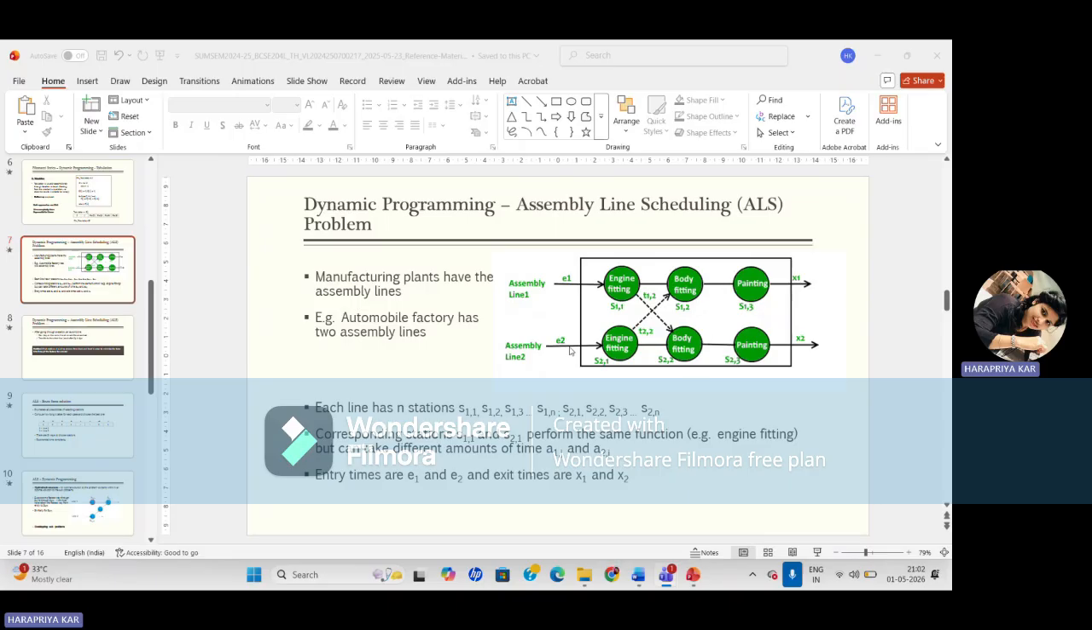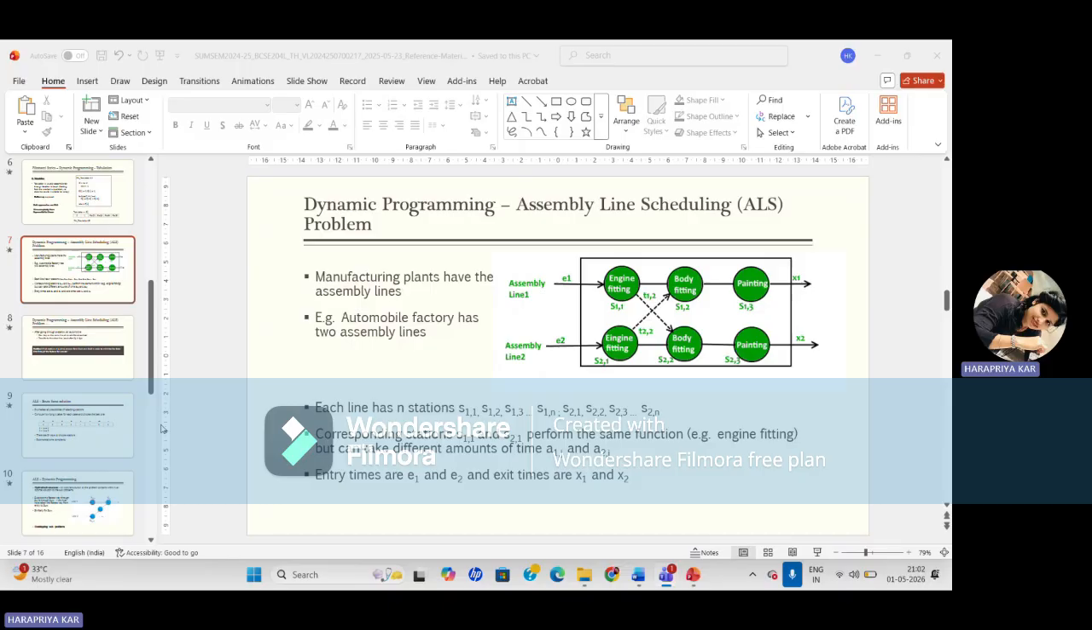There are two assembly lines. Each has one entry point, and each has one exit point. In between, there are n stations to do the same function. So this is the concept. Now we will move to the next slide.